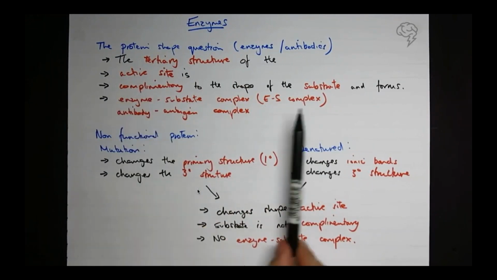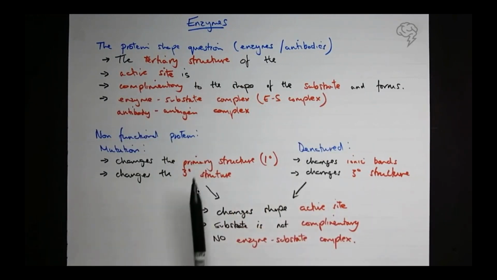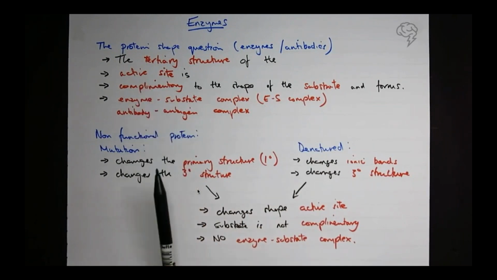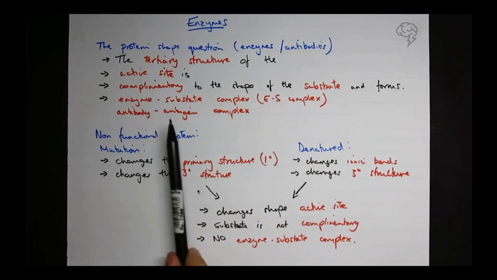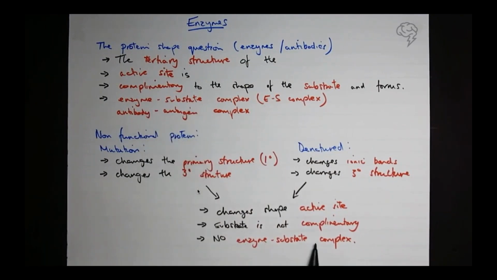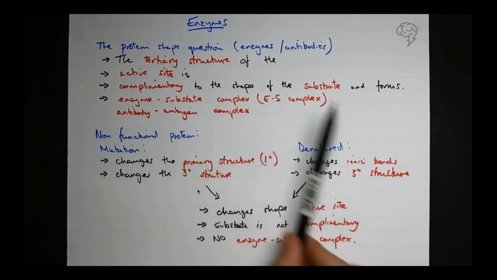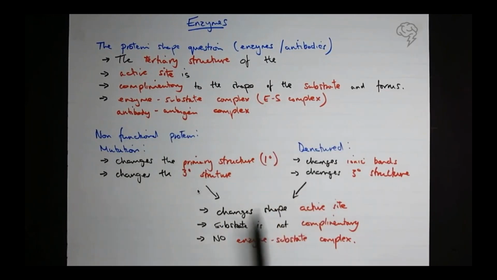And then we need to say, is the substrate complementary to the active site? So we always have to mention the active site, and we always need to say if it's complementary or not. And then we need to say, finally, does it or does it not form an enzyme substrate complex or an antigen-antibody complex or antibody-antigen complex? If you can answer the questions using that terminology in that structure, you will get full marks on all those enzyme questions.